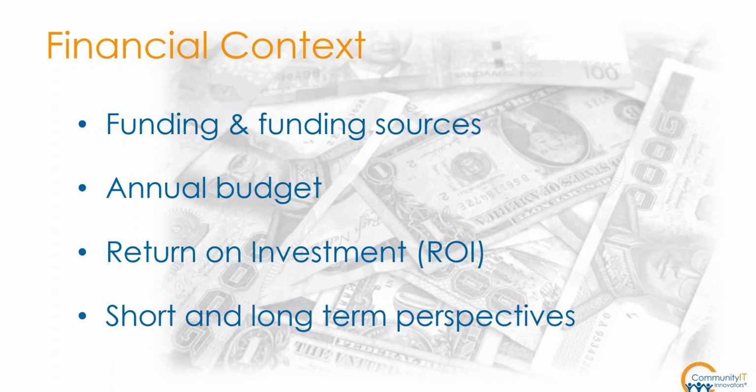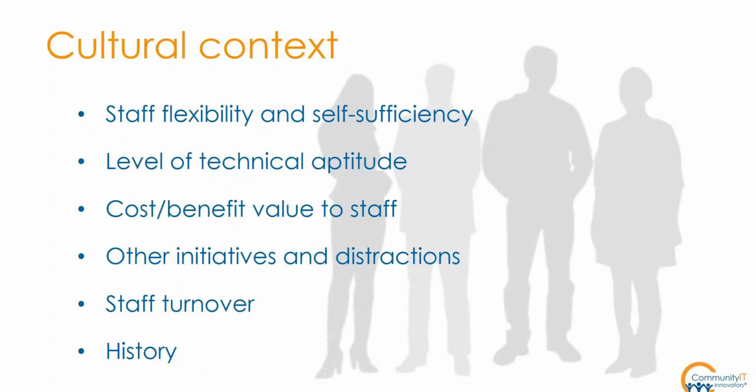Let's move on and talk about the cultural context. This is the hidden context, if you will. You want to make sure you understand things like staff flexibility and self-sufficiency. This certainly varies between organizations, but it can also vary within an organization. Some groups of staff are very self-sufficient and probably take on new technology pretty readily. Other groups of staff would probably struggle with learning new technology systems. That's a really important thing to keep in mind when you're planning out changes in IT.